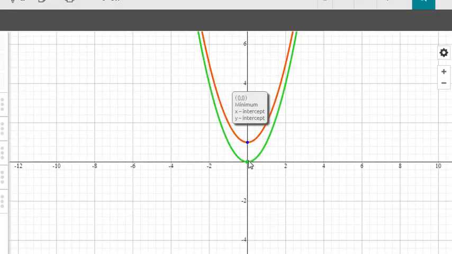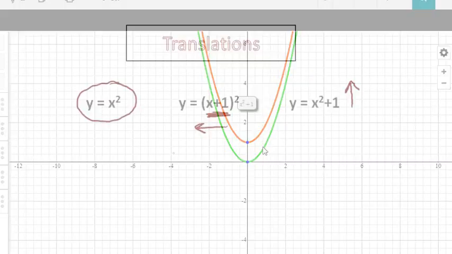This point is 0 and 0, while this point here is 0 and 1. So the value of x is the same, while the value of y increased by 1, and it's the same for all the points. For example, here this is 1 and 1. This point is 1 and 2.